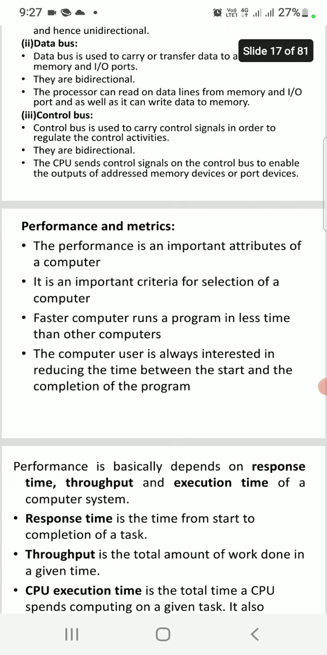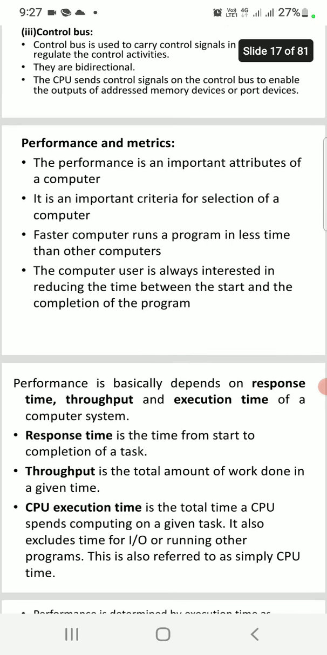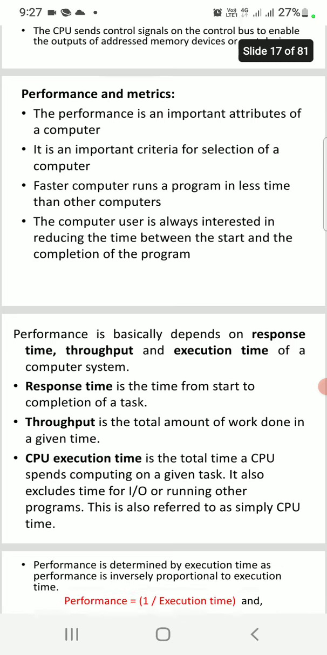Response time is the time from start to completion of a task. Throughput is the total amount of work done in a given time. CPU execution time is the total time a CPU spends computing on a given task. It also includes time for IO or running other programs. This is also referred to simply as CPU time.